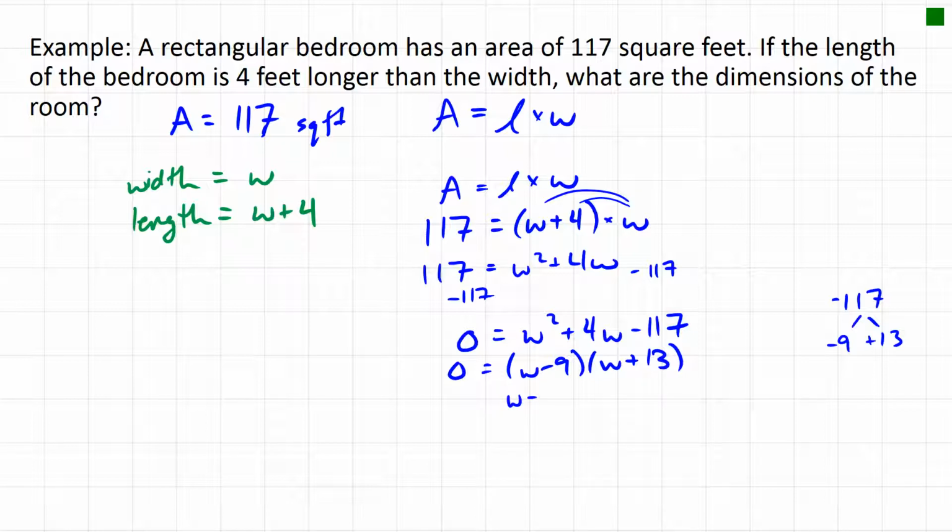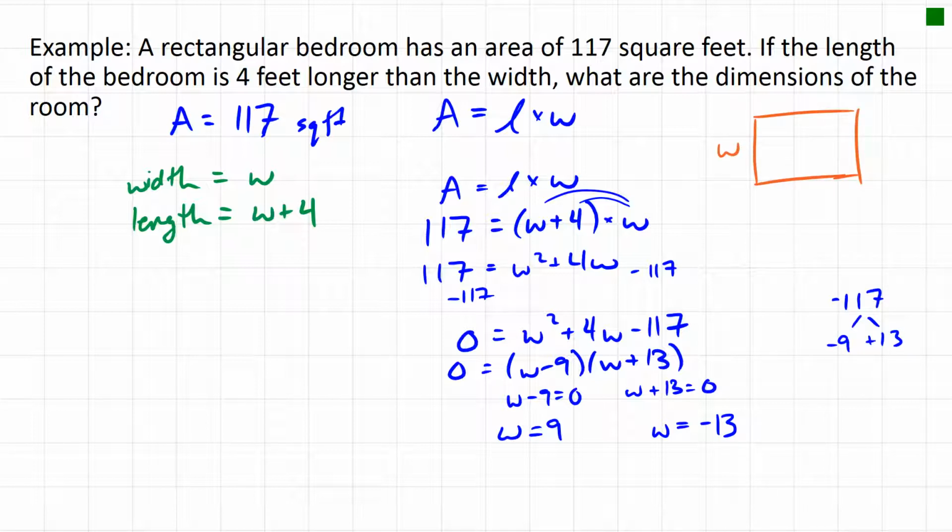So either the width minus 9 is equal to 0, or the width plus 13 is equal to 0. So the width is either 9 feet, or the width is equal to negative 13 feet. Well, what do we think about those two solutions? I do not like one of them, because when we're talking rectangles, width and length, these are measurable numbers. They are real life numbers. So it doesn't make sense to have a negative width. You would just never describe something as being negative 13 feet wide.